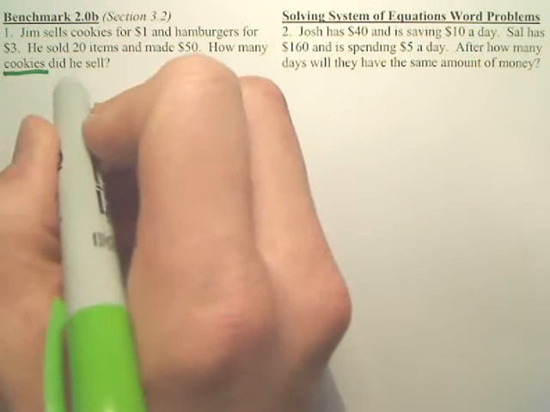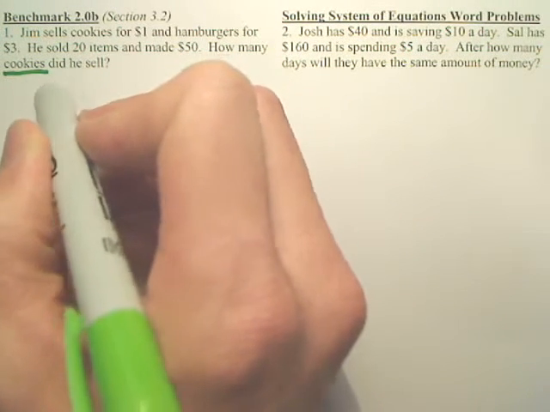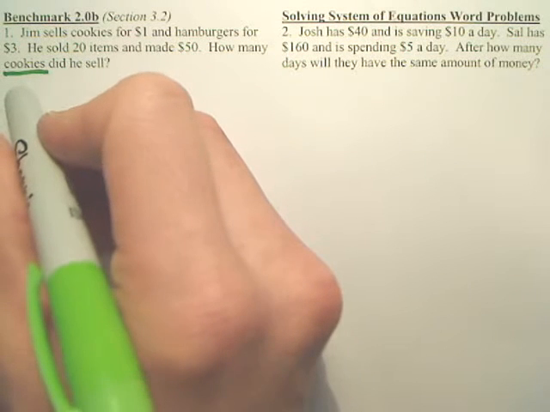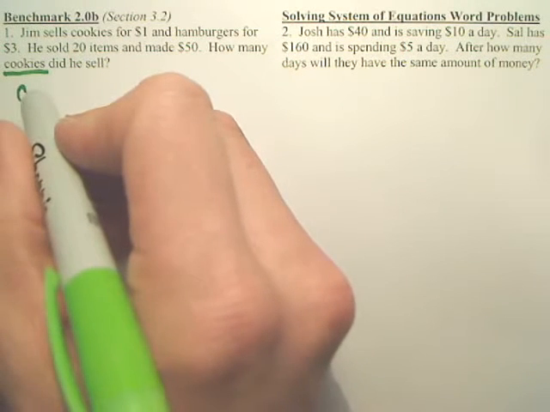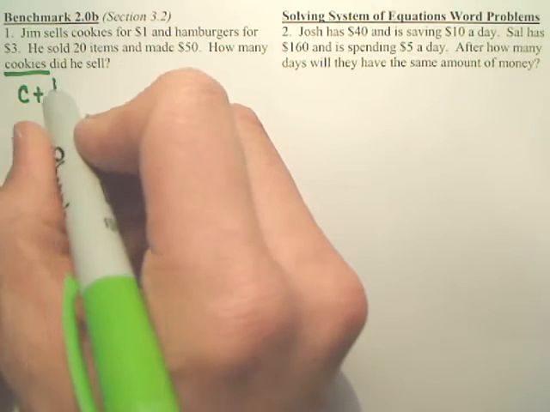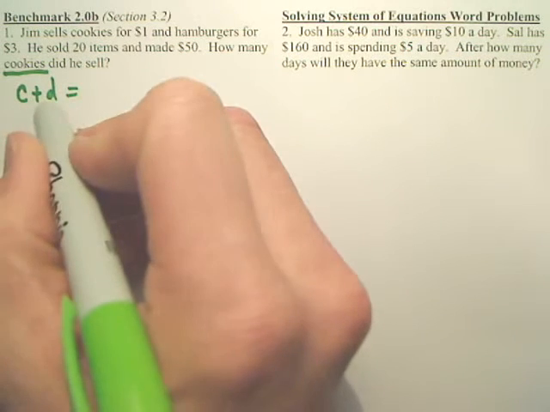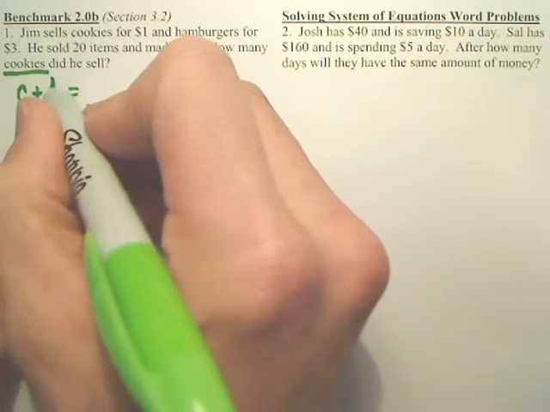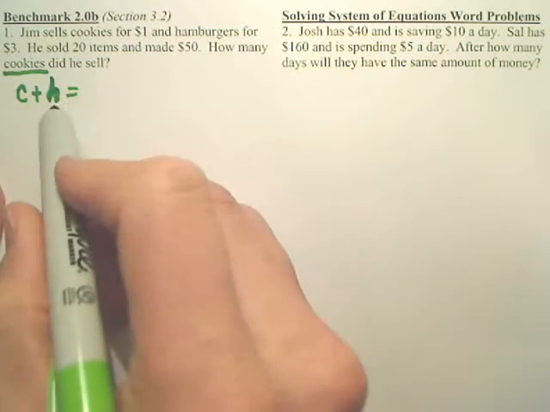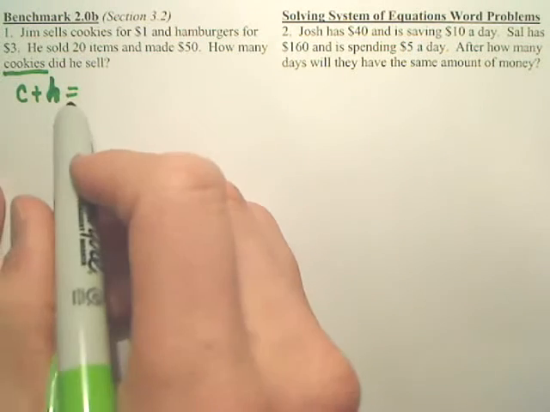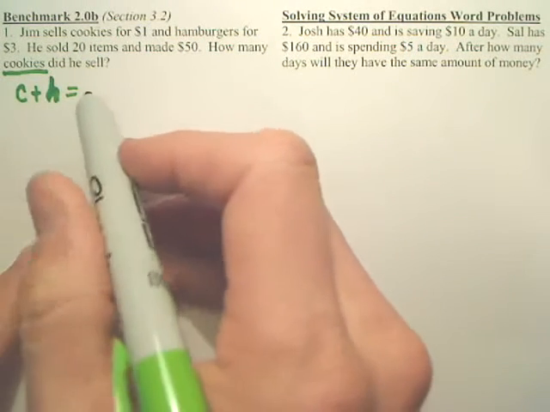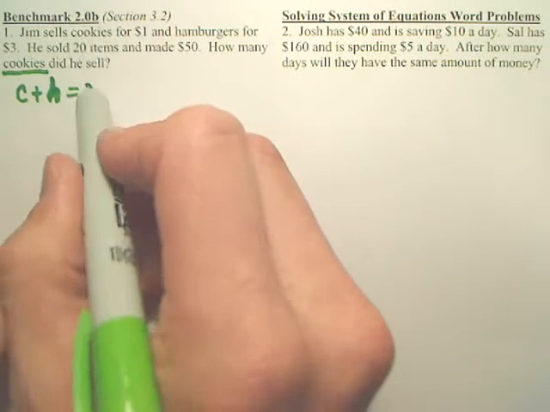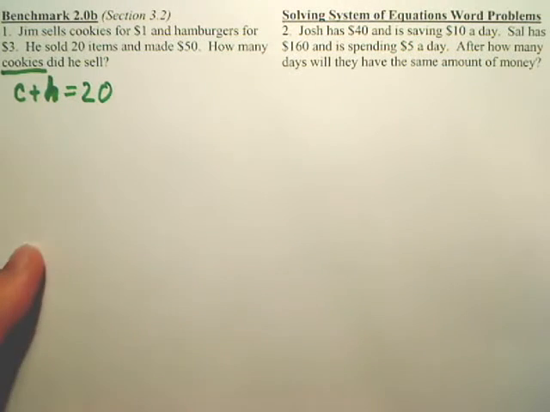Now, what you got to realize, this is a system of equations in standard form. The first equation is basically going to be C plus H, the number of cookies plus the number of hamburgers. C plus H should equal, in this situation, 20 items. That's the first equation. You always need two equations.